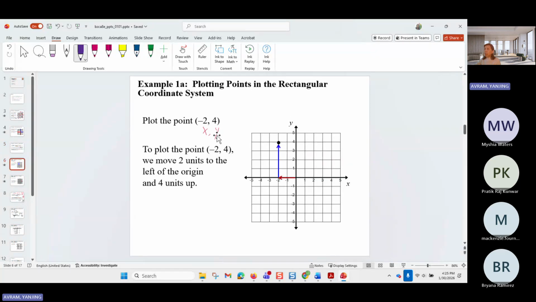And then this one, you have a point negative 2 and 4. So x is negative, so you go into the negative x, and then going up for 4 units. So that is in the second quadrant. We call this Q2, or second quadrant. This is Q3, Q4 right here. Okay, so that is how you plot.